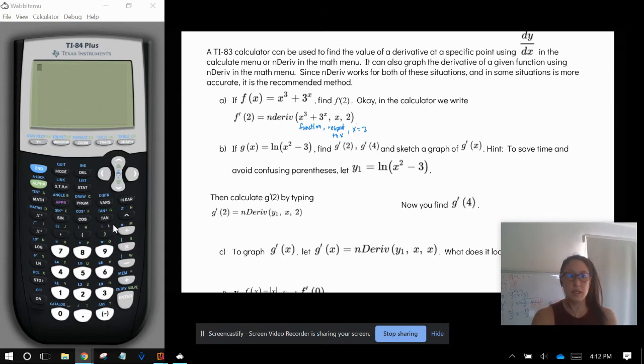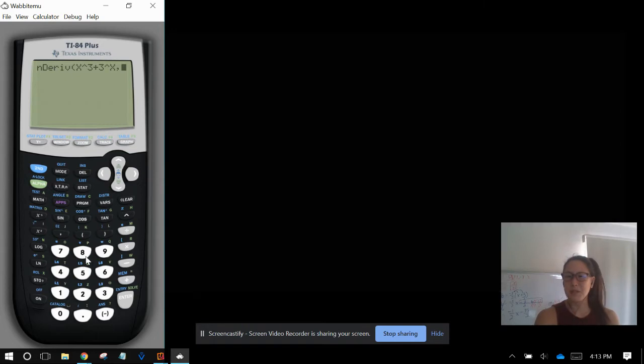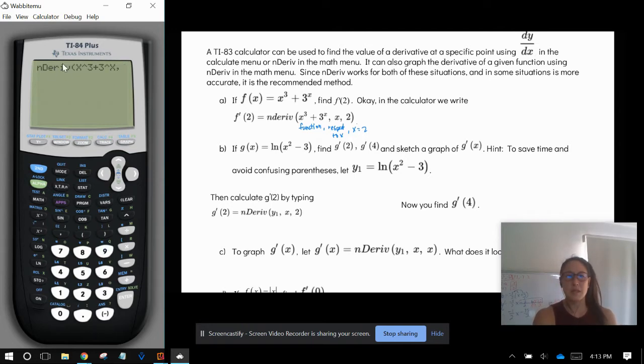What you're going to do is type in math, and then I scroll up to go to the bottom at 8. 8 is n-deriv. The first thing we type in is the function, so x to the third plus 3 to the x. Yours probably looks like the new interface, where I'll post another video on that. Okay, this is the older program for the calculator, so some of you guys might have this version. Then you put a comma.